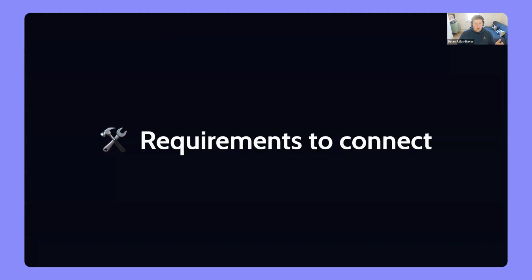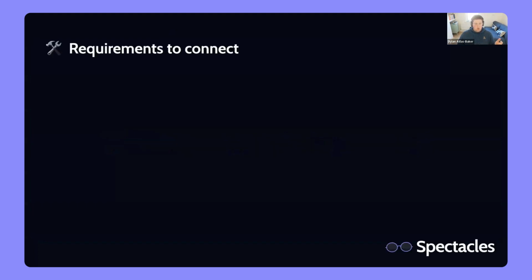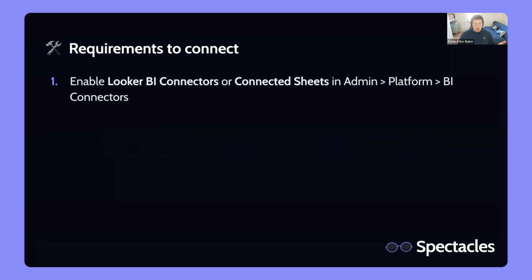Let's talk about requirements to connect. So to set this up, you need a handful of things. You need to enable either all BI connectors in Looker or specifically turn on the connected Sheets. And you can find this in the admin section. You need to be an admin to turn this on. You don't need to be an admin to use this integration, but to turn it on for everyone, you do need to be an admin. So you go to Admin, Platform, BI Connectors and turn that on. And I'm actually going to show that in the demo in just a second. So that's step one. You only need to do that once.